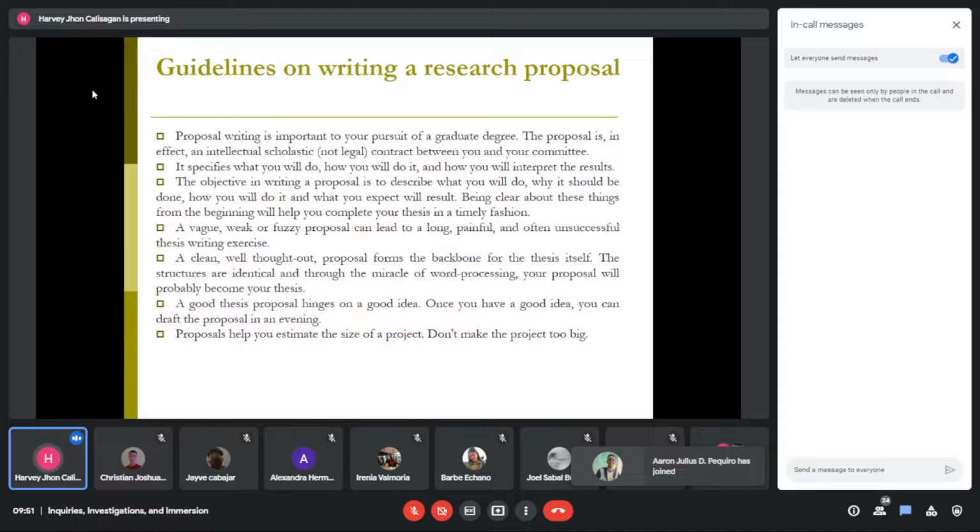Another is a good thesis proposal hinges on good idea. Once you have a good idea, you can draft the proposal in an evening. I think sa chosen people na siya nga guideline. Like, di ba ka pwede mag-ingon nga kaya rin mo sa kagabi ko, di ba? Ang pag-propose sa research.